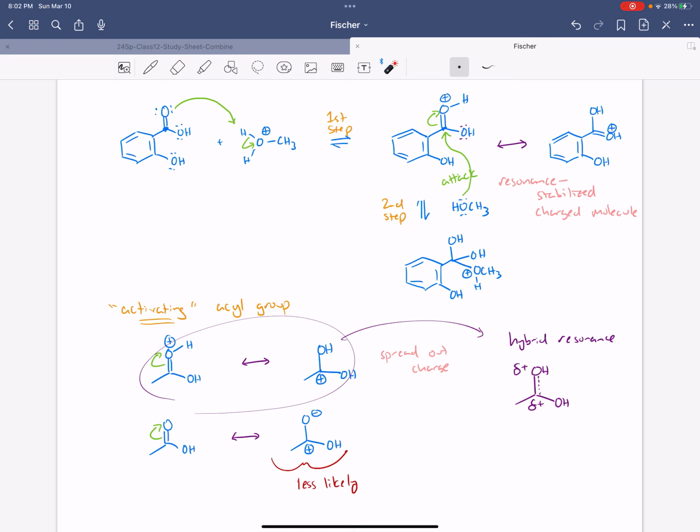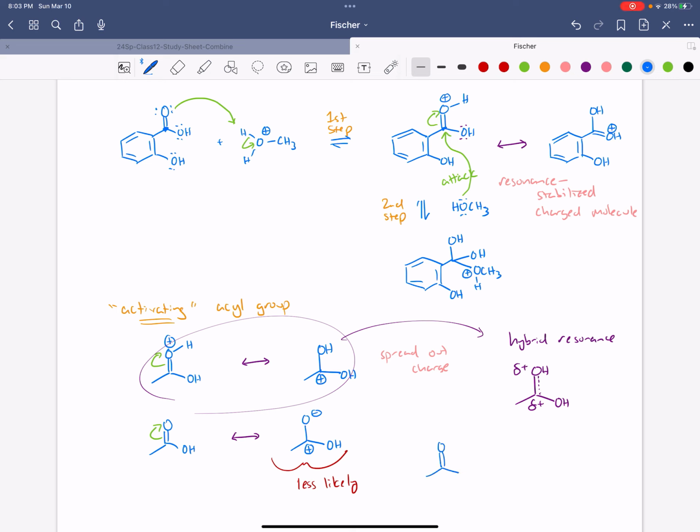The fact of the matter is, when you protonate this oxygen, this carbon right here has a bigger partial positive than this carbon right here. And that's why protonation of the acyl group makes it more reactive. So it's a little bit not circular logic, but you have to follow a pathway to get to that final conclusion. I like to summarize that conclusion by saying this.